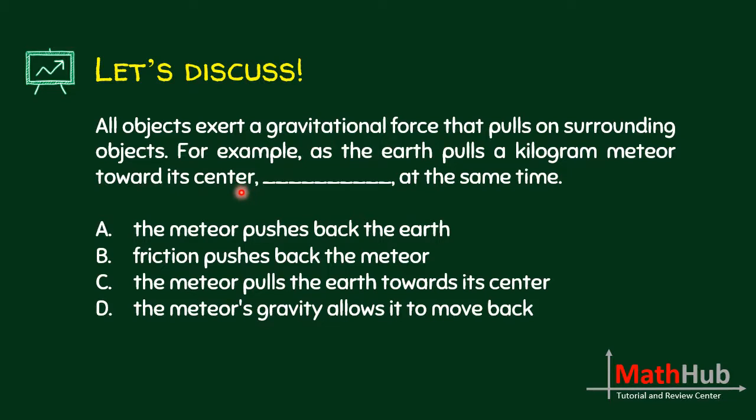Remember that the third law says that for every action, there is always an opposite reaction. So what would be the answer here? The answer here would be letter C. The meteor pulls the Earth towards its center.